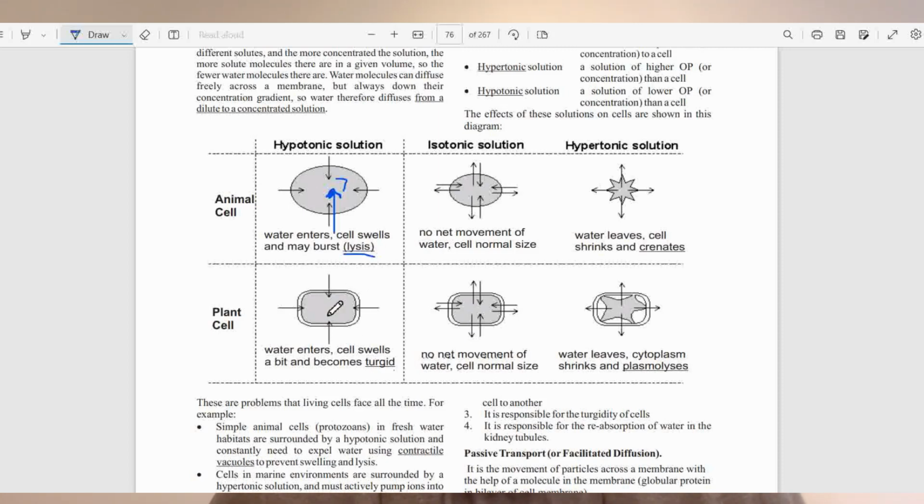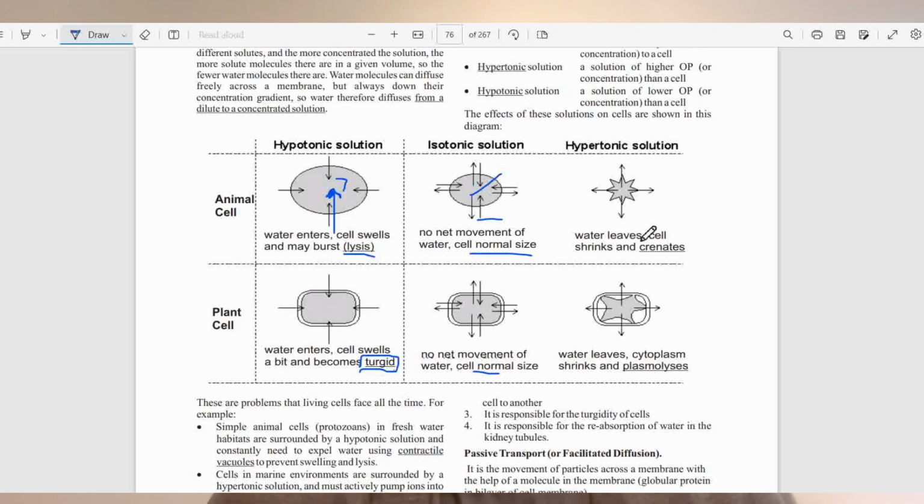But if that was in a plant cell, because of the cell wall, the cell only becomes turgid. Now, if you come here to isotonic solution, it simply means that the cell and the environment have equal concentration. Therefore, there will be no net movement of water in and out of the cell. So the cell size remains normal.